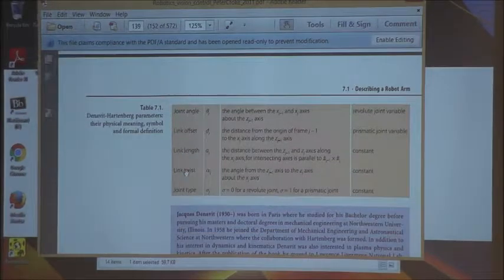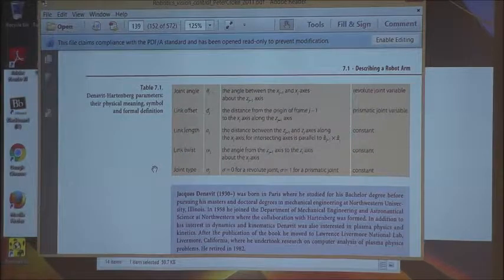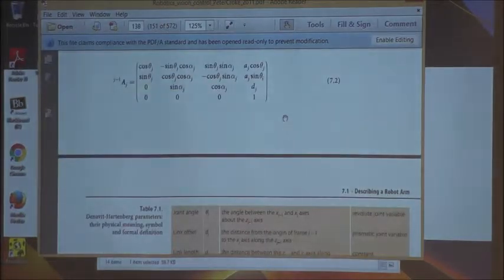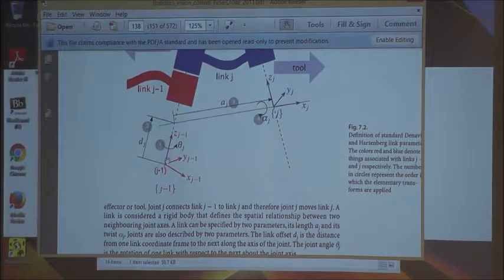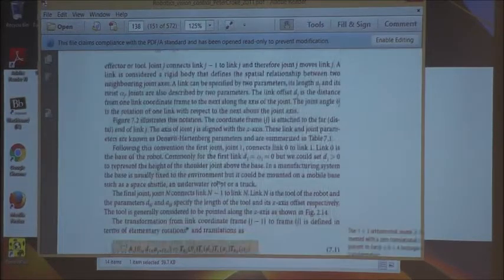Corresponding to these 4 DH parameters, theta is the joint angle, the angle between the x j minus 1 and x j axis about the z j minus 1 axis. It's a revolute joint, a rotational value in radians. Then d sub j is called link offset, the distance from the origin of frame j minus 1 to the x j axis along the z j minus 1 axis. If you look at this diagram, that's what that is. Offset moves along this axis.